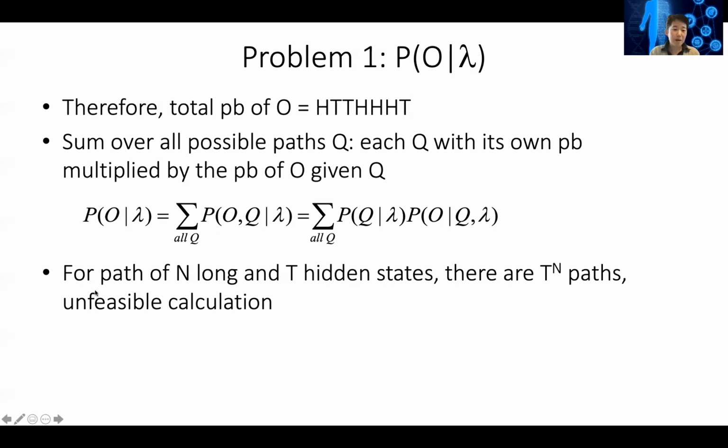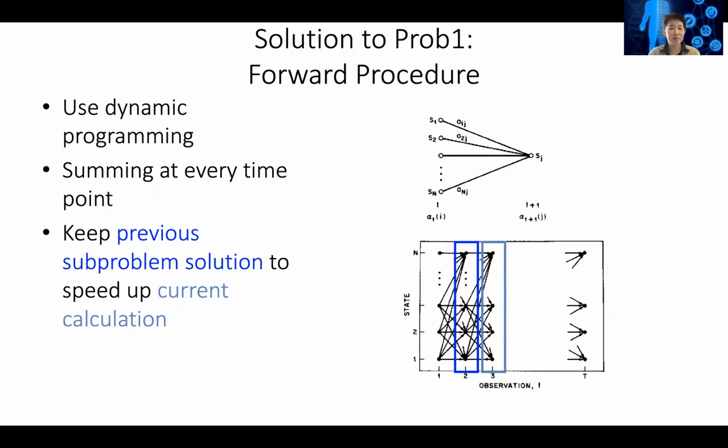So you can imagine for a path n long, so n number of events in here, and t number of hidden states. In our case, the hidden states are fair coin and biased coin. There are 2 to the n possible paths. And so imagine if t is high and n is also long, say the stock market, you are looking at a year, there's only bear and bull market, 2 to the 365 days. It's an unfeasible calculation. That's why you need a better computational algorithm to solve this problem. And for that, we use dynamic programming.